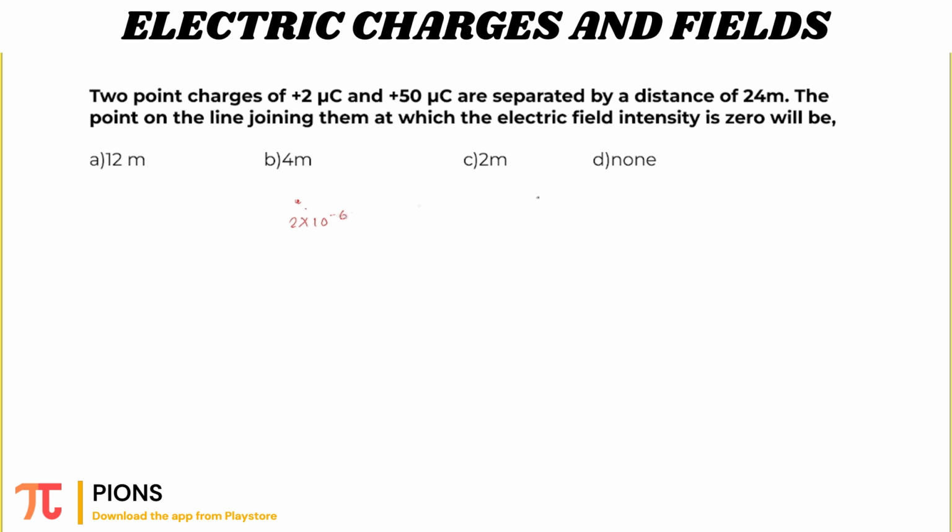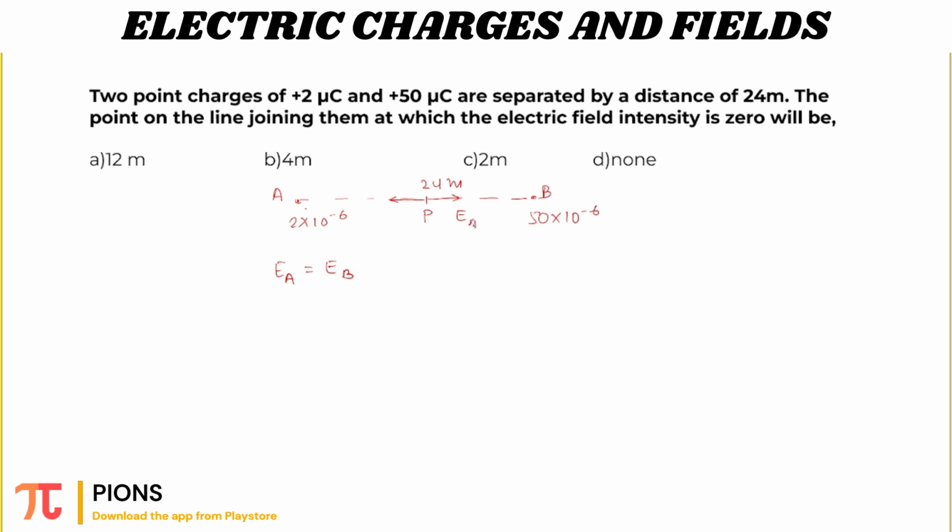The question says 2 point charges, 2 microcoulomb, so 2 into 10 to the power minus 6, and 50 microcoulomb, 50 into 10 to the power minus 6, are separated by a distance of 24 meters. So this separation is 24 meters. The point on the line joining them at which the field is 0. So let's assume this is point P, this is our A, this is our B, and the electric field at point P is 0, which means EA must be equal to EB.